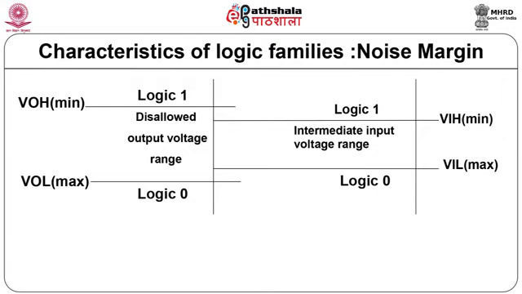You can see VIH min as the minimum input voltage which is referred to as logic 1, and VIL max is the maximum input voltage which is referred to as logic 0. So, the difference between VOH min and VIH min is the noise margin. Similarly, the difference between VOL max and VIL max is also a noise margin.